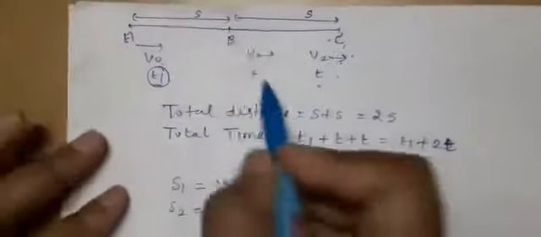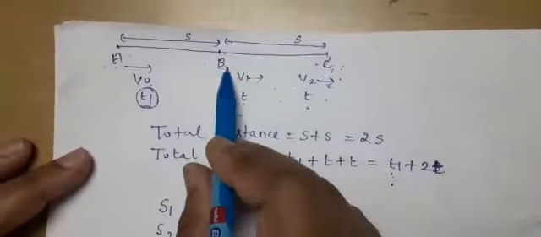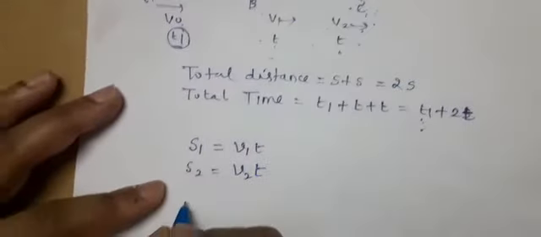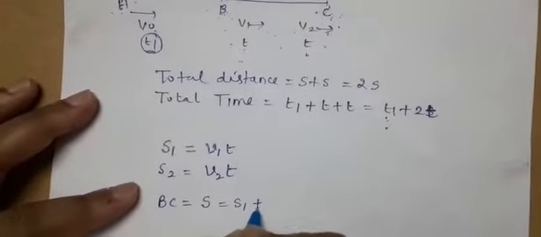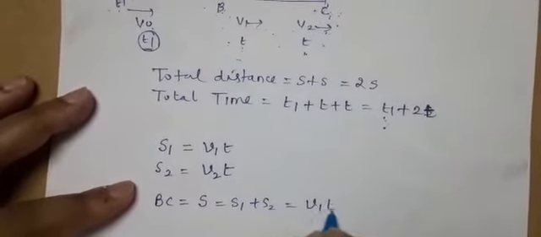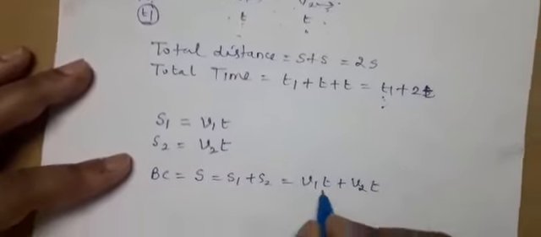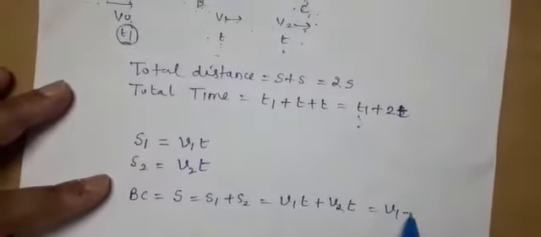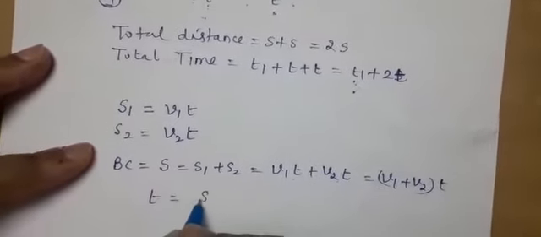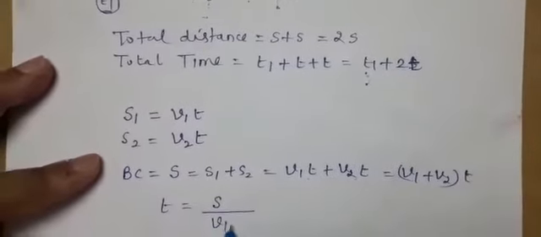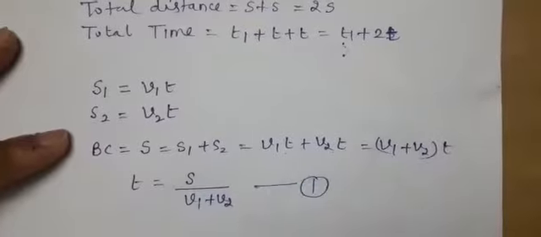Now see, this S is equal to S1 plus S2. BC will be equal to S1 plus S2. So total distance BC equals S. So BC here is S, that is S1 plus S2, which is v1t plus v2t. Now as we have to calculate time, so here (v1 plus v2) into t. From this you can calculate time t, which is unknown to us. Right? So we have calculated time t.